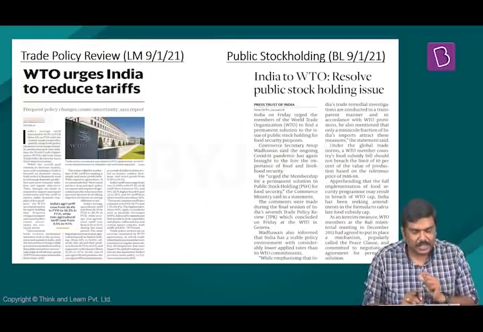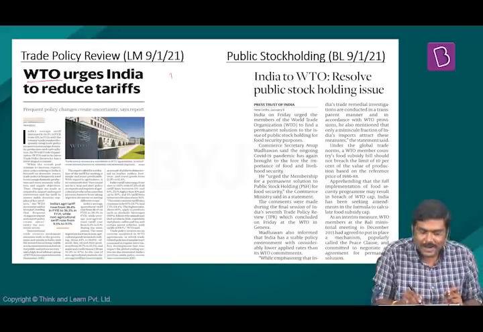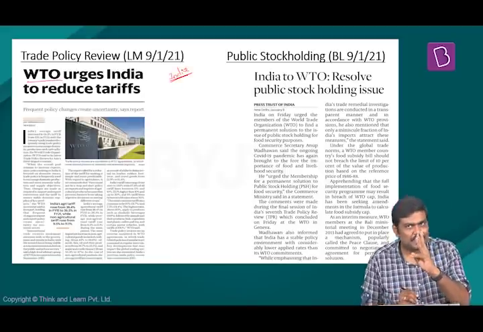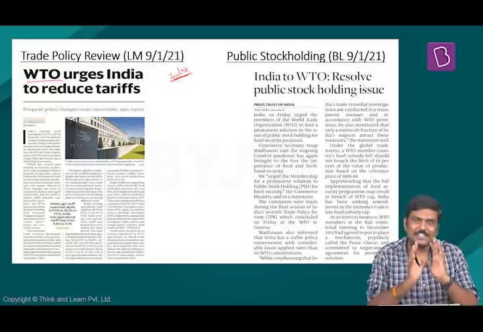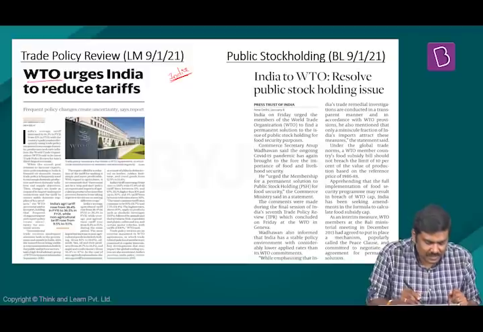The next couple of articles are with respect to WTO and India. To be more precise, we will be discussing 3 articles here, and all the 3 articles had appeared in different newspapers but within the same week. First and foremost, there is this particular concept of the trade policy review. Very recently, India's trade policy review was done.